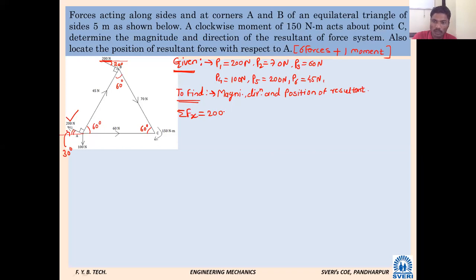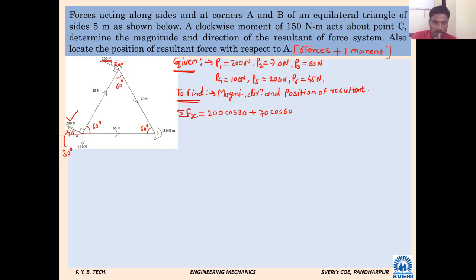Here I have to use sine or cosine function. Angle is given 30 degree. Cos 30. That force's x component is over. The next force is 70 Newton. In which quadrant will the 70 Newton force come? Fourth quadrant, again fourth quadrant. How much is its inclination with the horizontal axis? 60 degree. So it will be 70 cos 60.